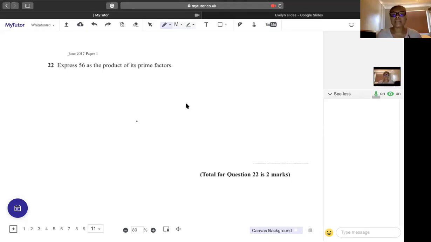So again, to answer this question, anytime they ask you what is the highest common factor, lowest common multiple, or to write a number as its prime factors, then you always have to write down the prime factor trees for that number. So that's exactly what we're going to do in this question here. So let me go back to a black pen quickly. So 56. Is 56 an even number?